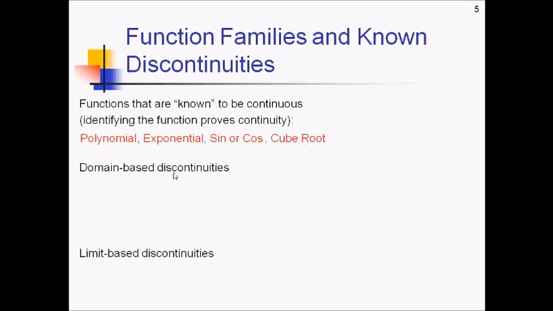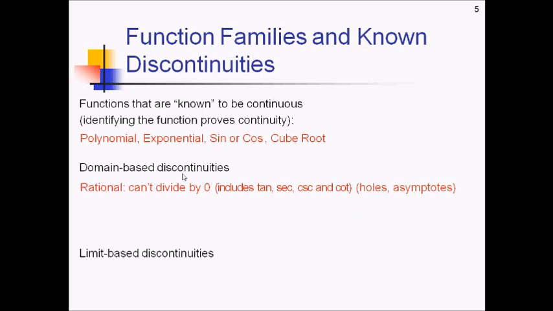Now down here, domain-based discontinuities. A big one is the rational functions, because we're not allowed to divide by zero. And rational functions are also going to include tangent, secant, cosecant, and cotangent, because with these functions, you could be dividing by zero if sine or cosine has a value of zero. So in general, with these types of functions, you're going to get possible holes and asymptotes for discontinuities.